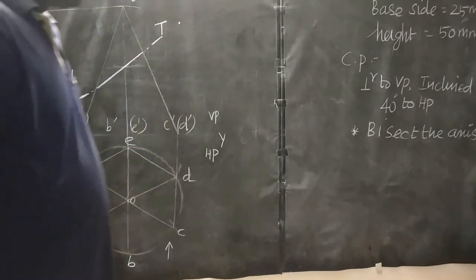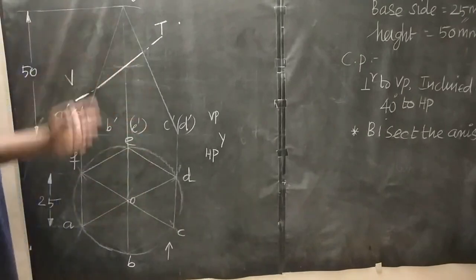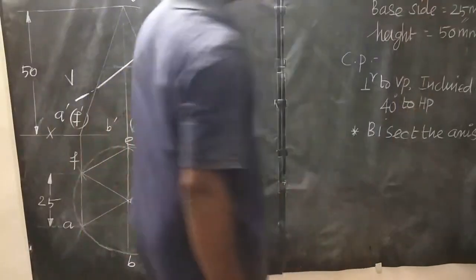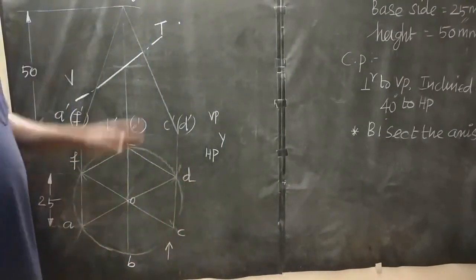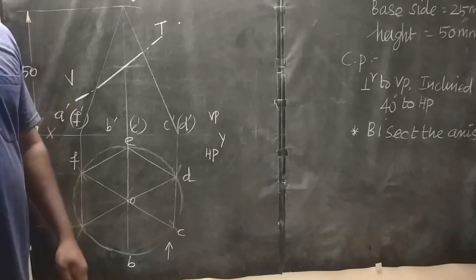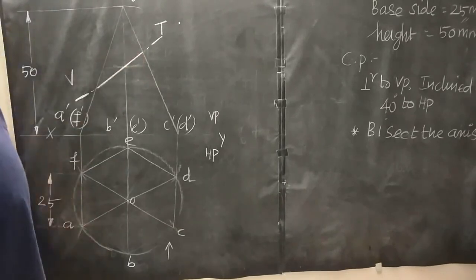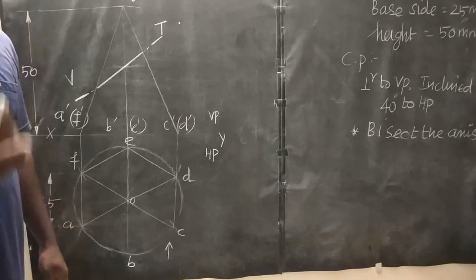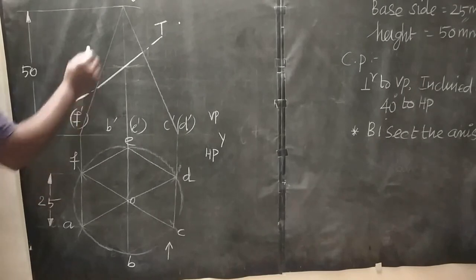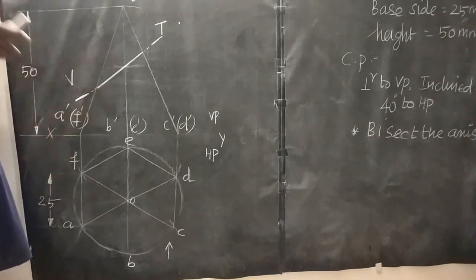Then see here, in this problem, the cutting plane cuts all the slant edges. Generally, this hexagonal pyramid has 6 slant edges. Here, all the slant edges are cut by this cutting plane. So from this, we conclude that here we have 6 cutting points. Among the 6 cutting points, 3 are visible, 3 are invisible. See here, the point on AO is visible.